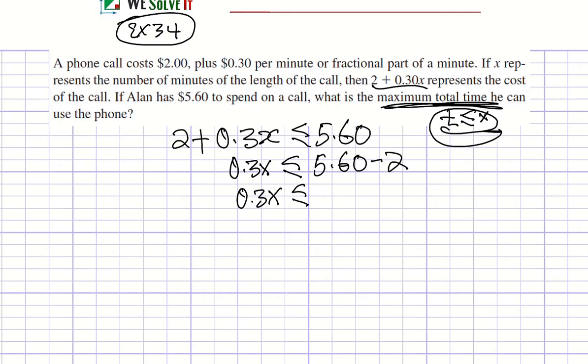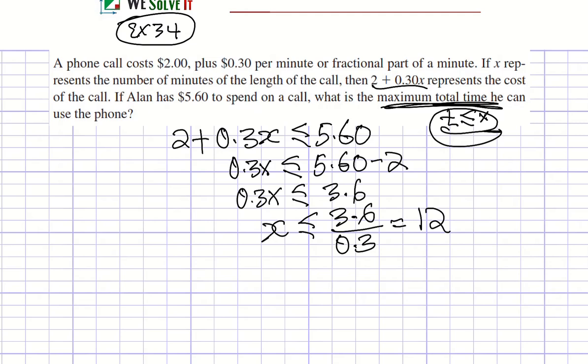5.6 minus 2, you get 3.6. And then x is less than or equal to 3.6 divided by 0.3. That's all. You can change that into fractions instead of decimals if you want, so we can knock it out quickly. This is equal to 12.